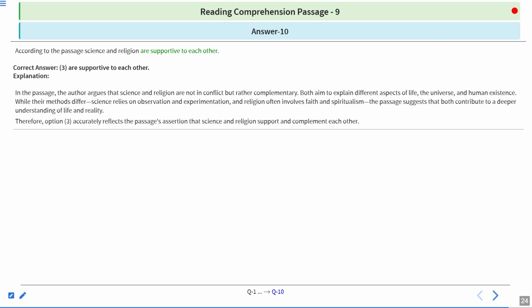In the passage, the author argues that science and religion are not in conflict but rather complementary. Both aim to explain different aspects of life, the universe, and human existence. While their methods differ, science relies on observation and experimentation, and religion often involves faith and spiritualism. The passage says that both contribute to a deeper understanding of life and reality. Therefore, option 3 accurately reflects the passage's assertion that science and religion support and complement each other.